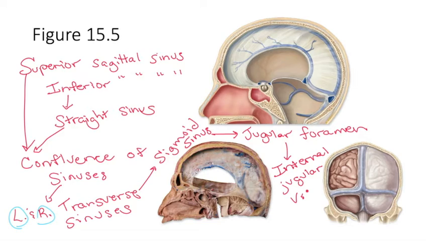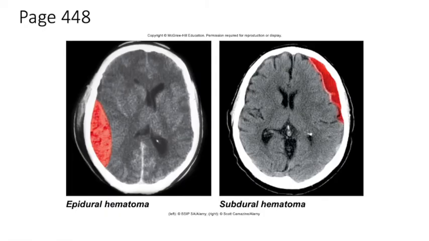So that would be the flow of blood. So blood is going to flow like this. They're going to meet at the confluence. And from the confluence, it's going to go to two arrows, left and right transverse. And then from the transverse to the sigmoid, through the jugular foramen, and finally to the internal jugular vein that will eventually lead to your heart. So the only reason I added these was just to think about terms. I'm not going to ask you about these.